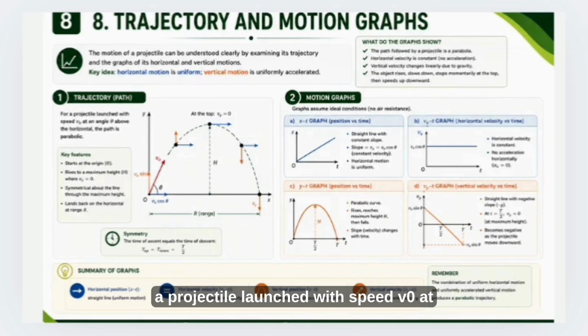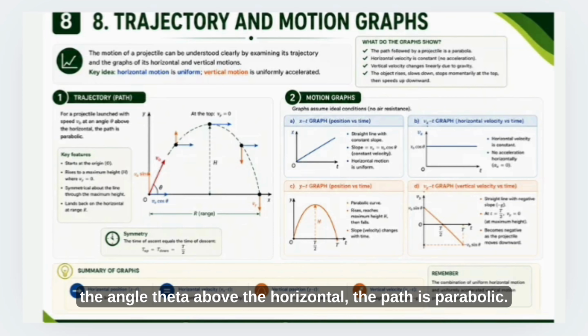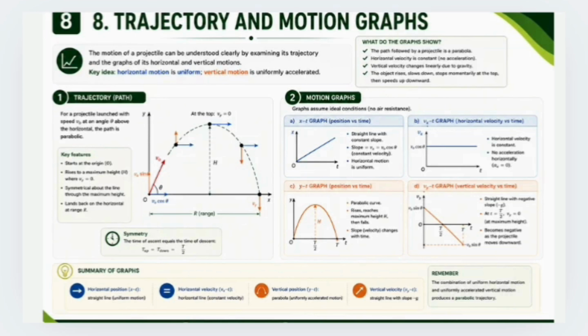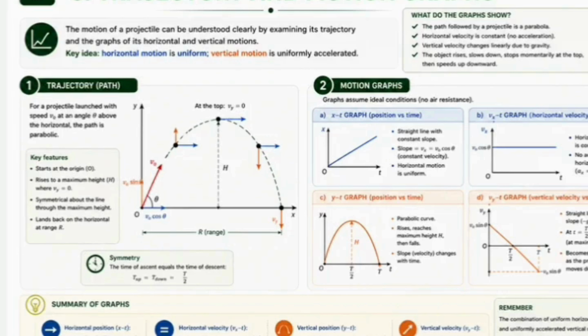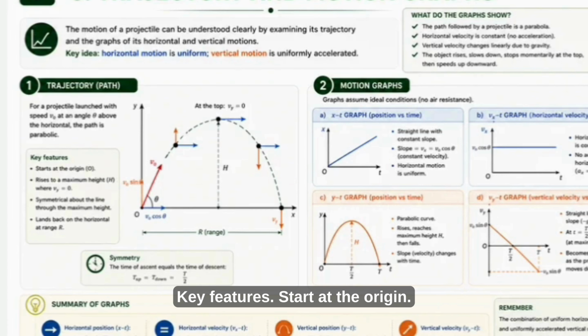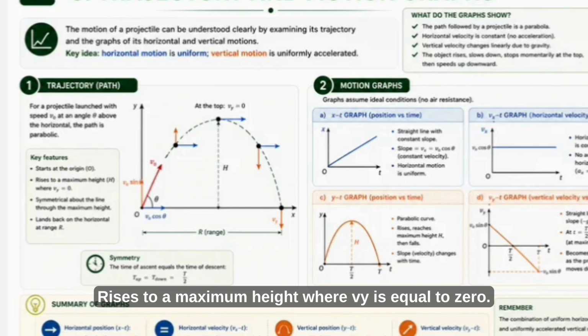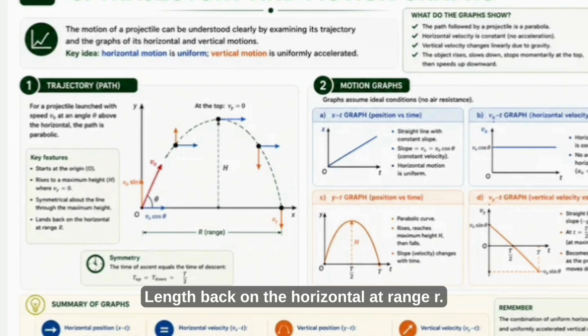For a projectile launched with speed v at the angle theta above the horizontal, the path is parabolic. Key features: it starts at the origin, rises to a maximum height where Vy is equal to 0, is symmetrical about the line through the maximum height, and lands back on the horizontal at range R.